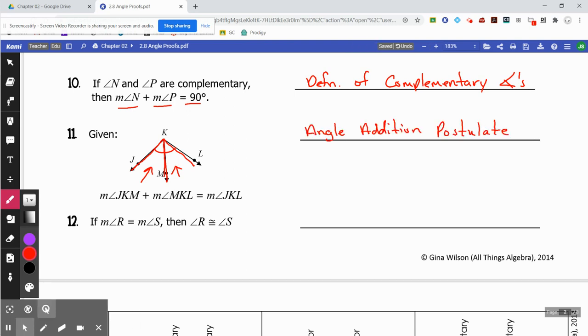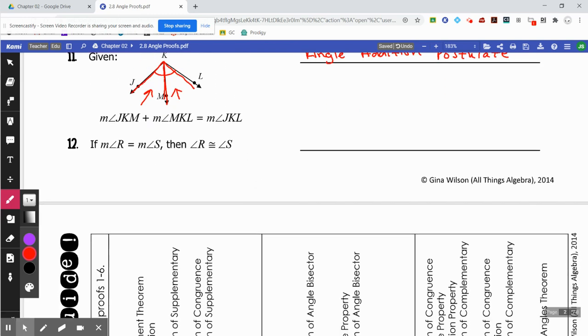And finally, number 12, if measure of angle R equals the measure of angle S, then they must be congruent. Now, if you remember correctly, a lot of times in that last section, we did these. If the measurement of AB is the same as CD, then that implies that AB has to be congruent to CD. We use that definition a ton, and that is simply the definition of congruent. And again, if you would like to start just using the symbol for congruent instead of actually writing out the word, number 12 is the definition of congruent.